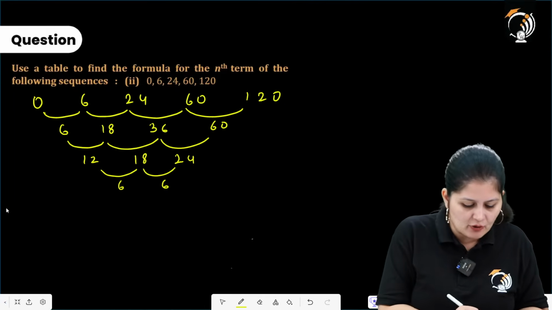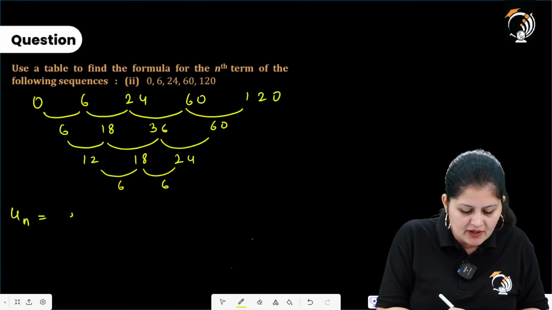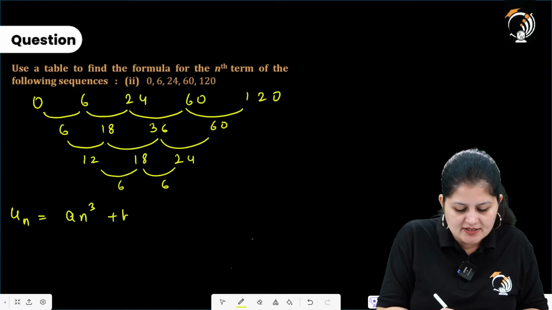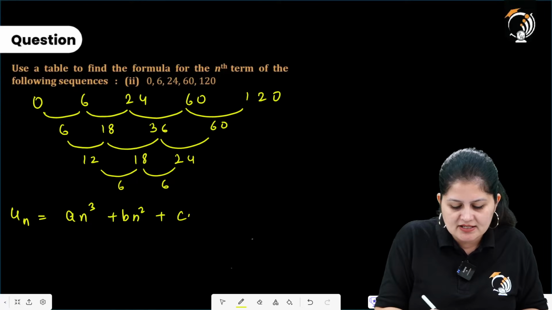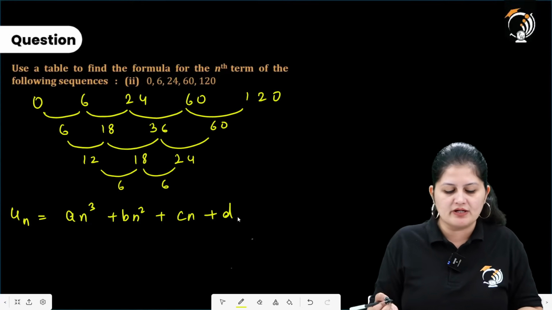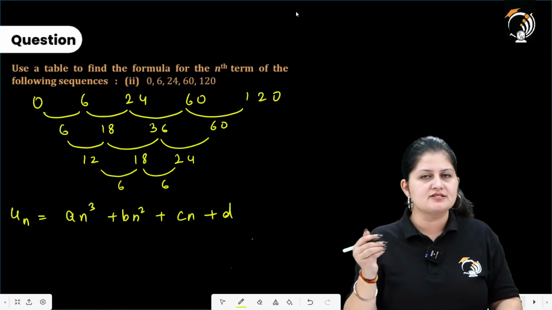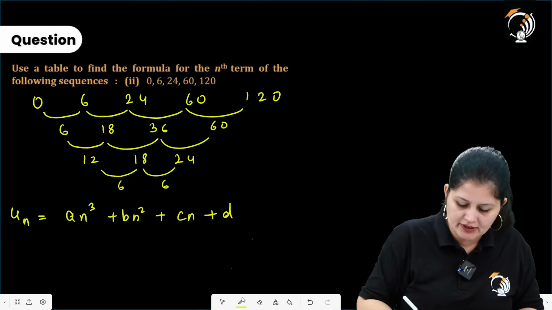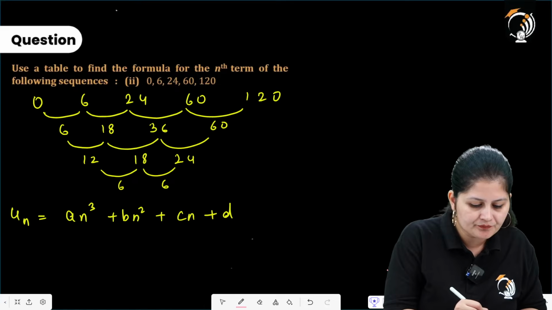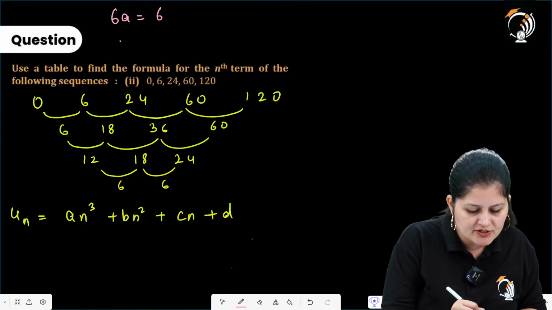So clearly, if I talk about the general formula for the nth term, it is going to be an cube plus bn square plus cn plus d. That is what we are going to get as a general formula. So let's find out what the values of a, b, c and d are. Clearly, 6a would be equal to 6. We will be getting a is equal to 1.